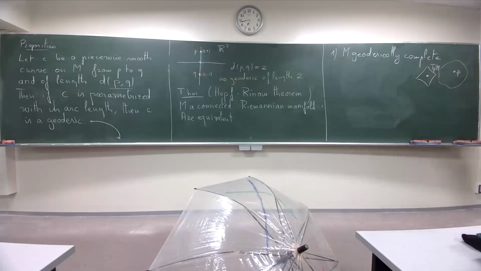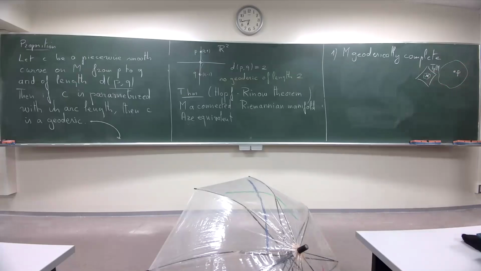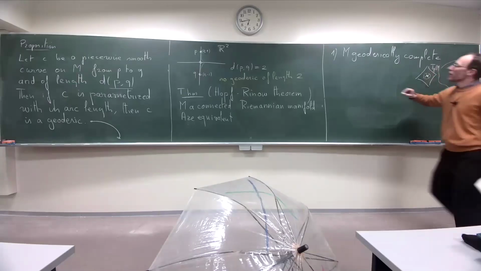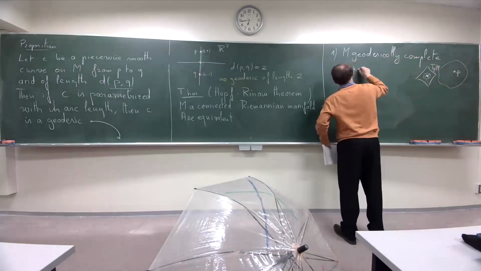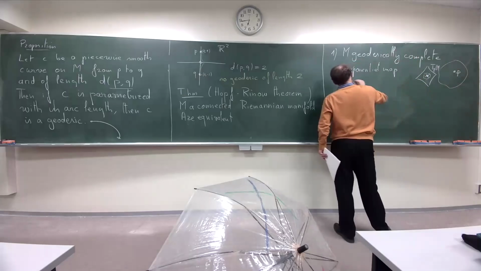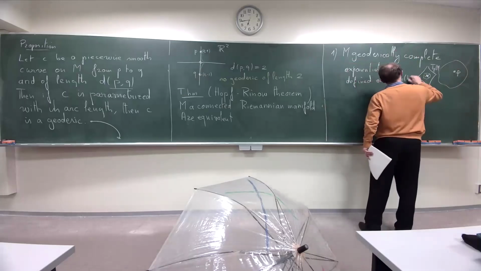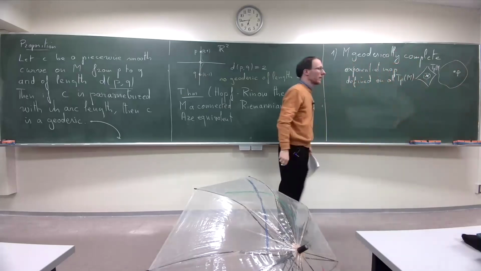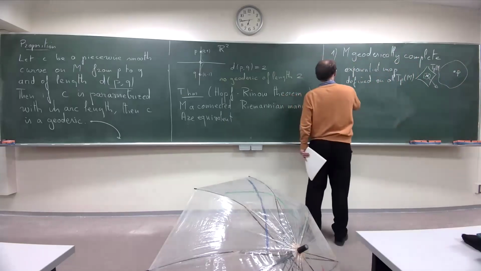And the condition was for this omega of size epsilon. So geodesically complete means you don't need any restriction on the exponential map: it is defined on all of TpM. So you don't need to restrict to a small domain. You can define it even for vectors which are of big length. This is the notion of geodesically complete.